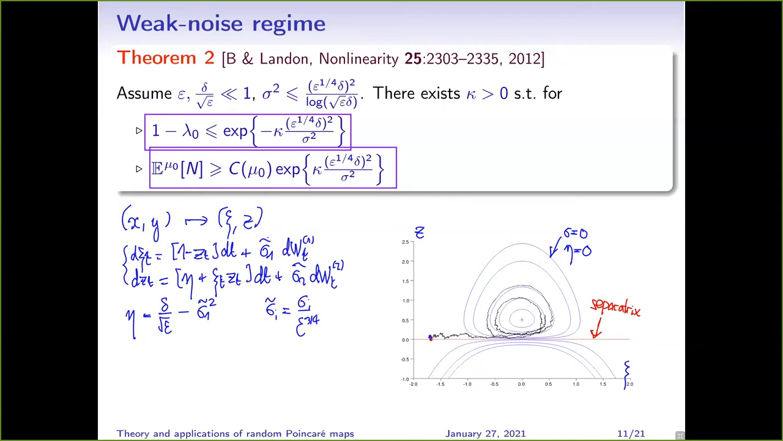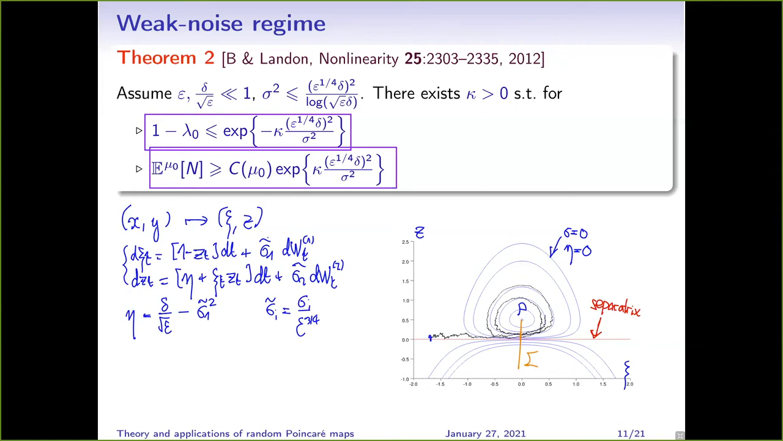And you see what happens to my system. When I start here, I more or less follow these curves, but depending on the value of eta, I can drift more to my point P, which is here, or I can drift to the separatrix and cross the separatrix. Now, our sigma, our Poincaré section is like this here, sigma.